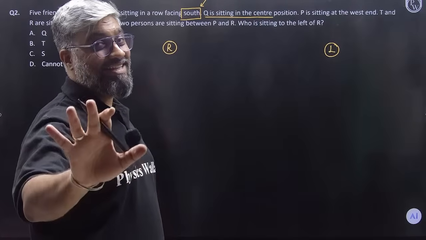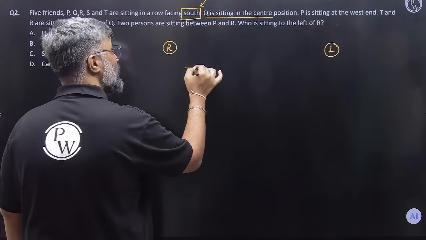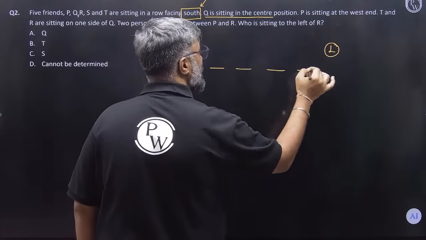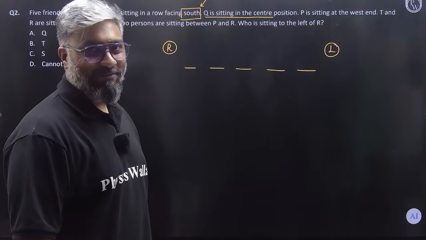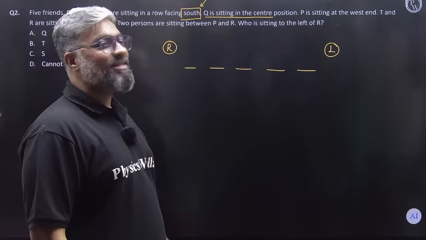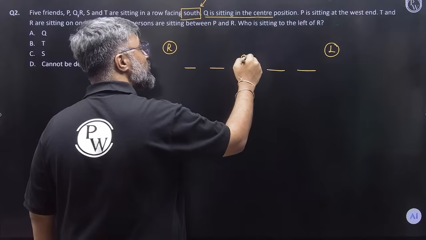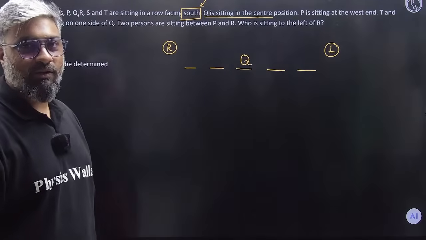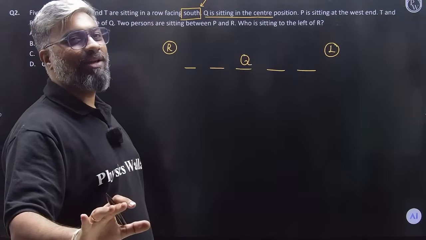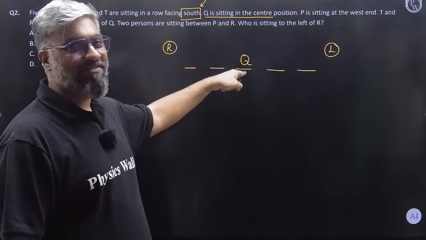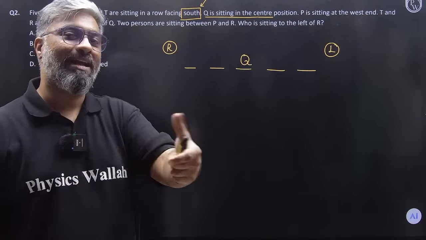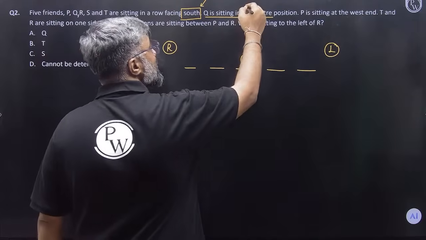Yes, there are exactly 5 seats. 1, 2, 3, 4, 5. Which would be the center position? Exactly this. So I know Q has to be here. No other possibility for Q. Should I go for floating one? I don't have to because I have a definite position. Had I not known that, then I would go for a floating one. Okay. So this is done.